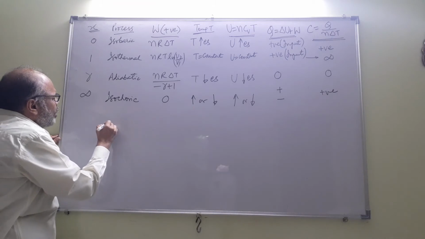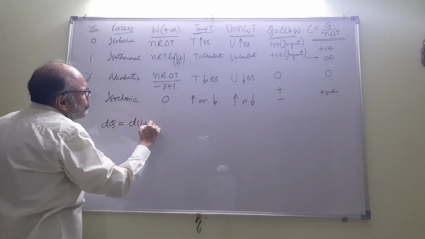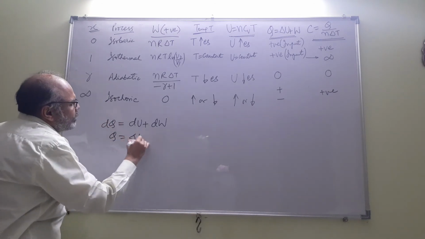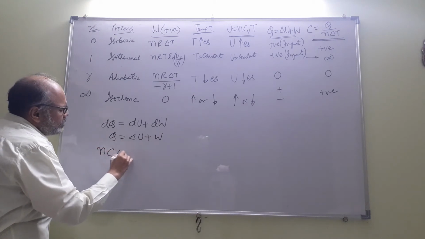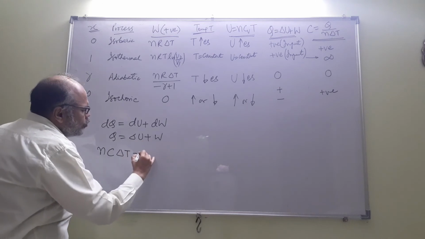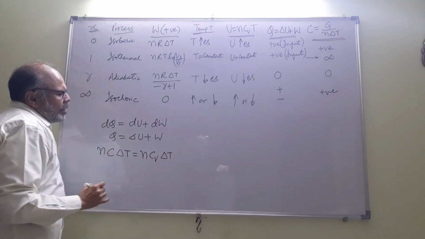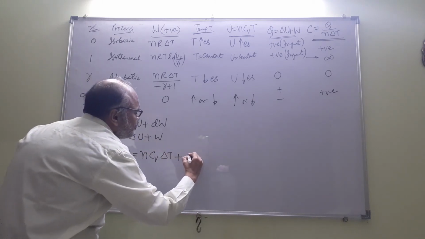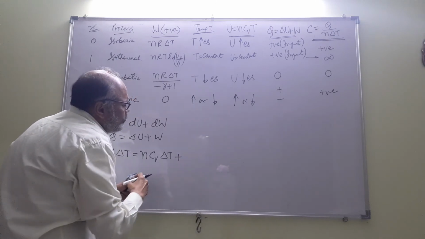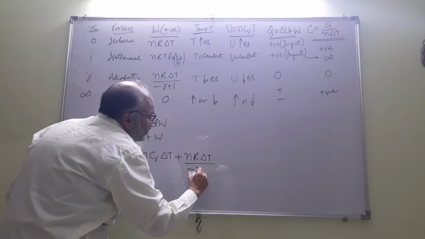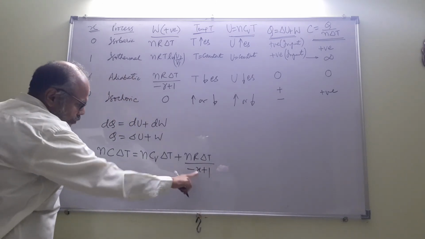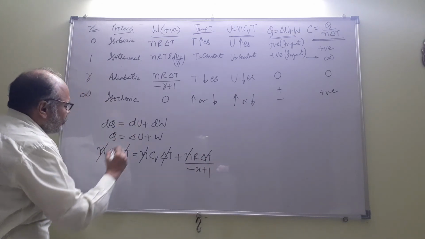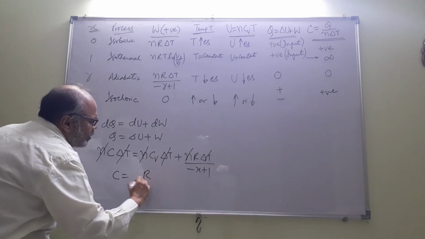So, let us use the first law. The first law says dQ is equal to dU plus dW, or you have Q is equal to delta U plus W. Q is nC delta T. U is nCv delta T, and W, we saw the work done in any general process was nR delta T by minus X plus 1, except for isothermal, X not equal to 1. So n and delta T cancel.